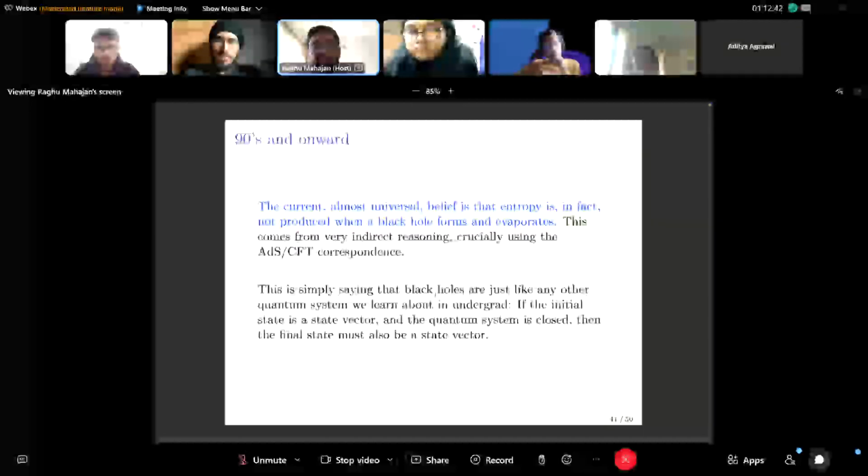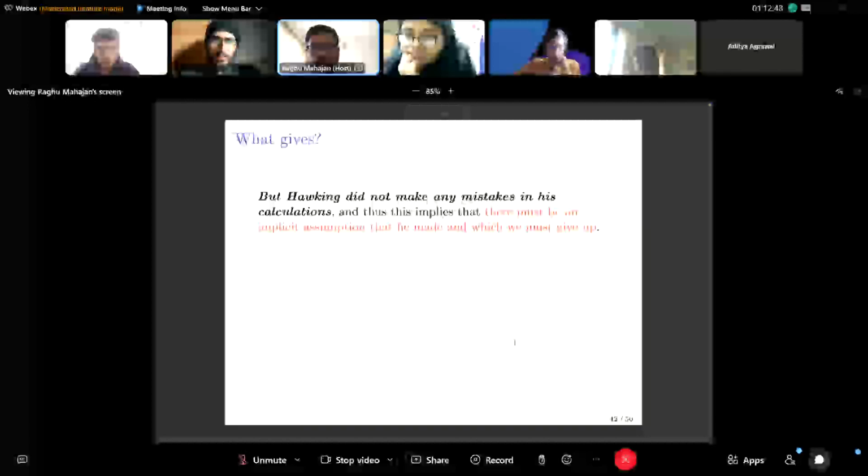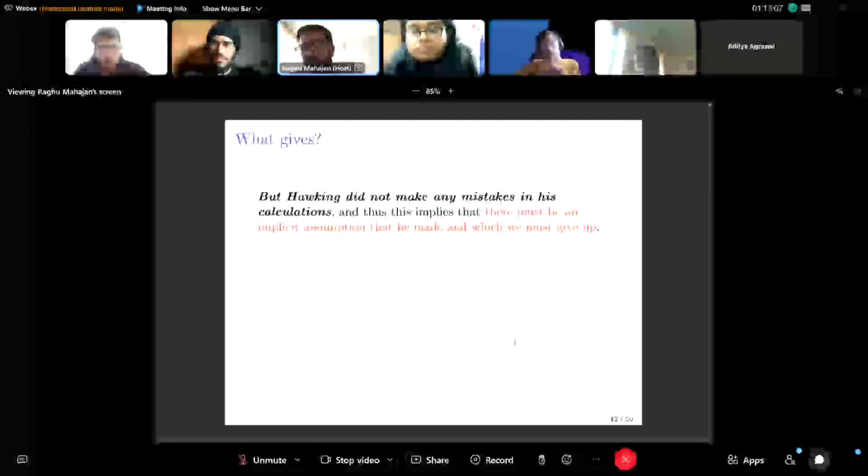This is simply saying that black holes are just like any other system we learned about in undergrad. But Hawking definitely did not make any technical mistakes in his calculations. So this implies that there must be an implicit assumption that he made and which we must give up, right? Because his paper is correct. If you believe his assumptions, there is no technical error in the paper that you could point to and say, oh, this is wrong. So there is something very subtle.